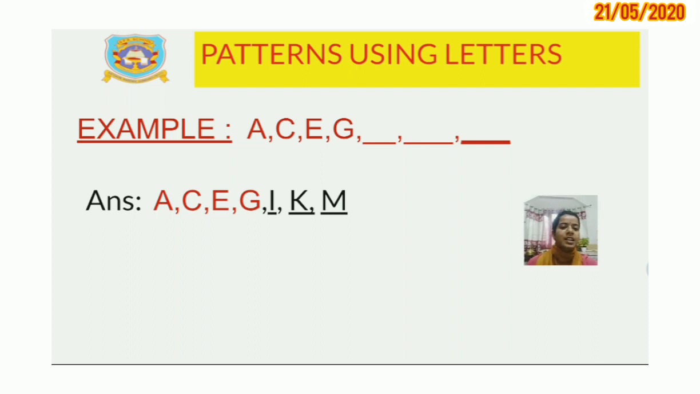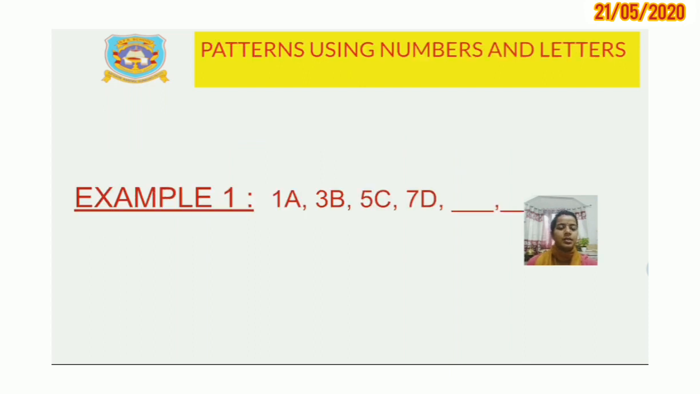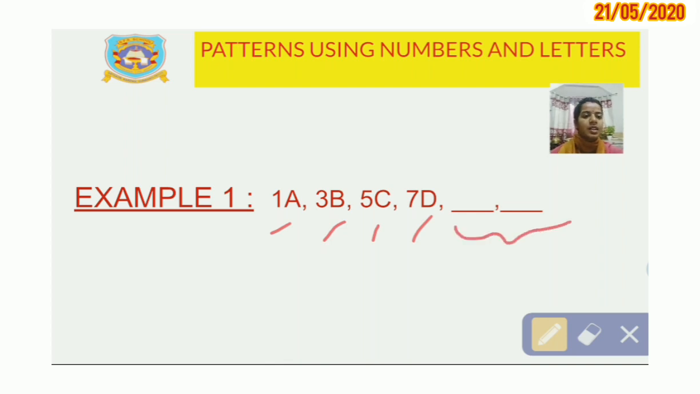Alright, now look at the next topic that we have done. Dear children, finally we have learned that patterns can be formed using numbers and letters too. Alright, so at the first example, here we can see the pattern is given as 1A, 3B, 5C, 7D, and we have to find out the next term, isn't it? Now dear children, in this pattern, the first term is 1A, the second term is 3B, the third term is 5C, and the fourth term is 7D.